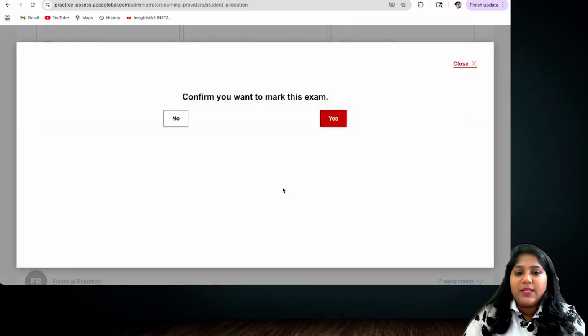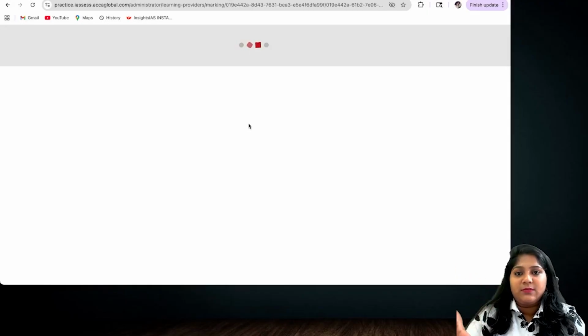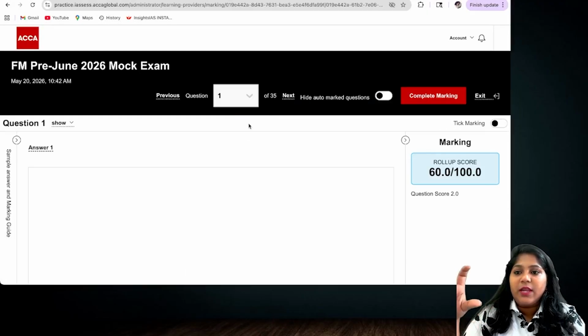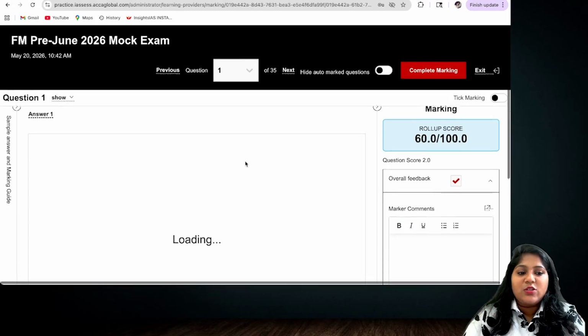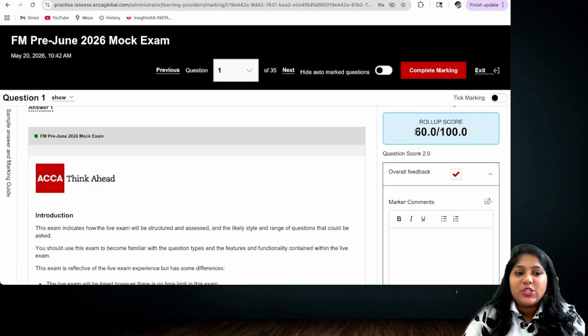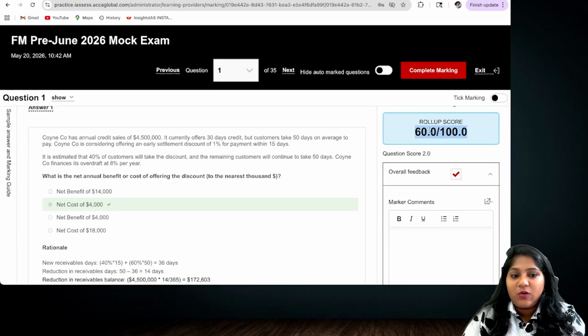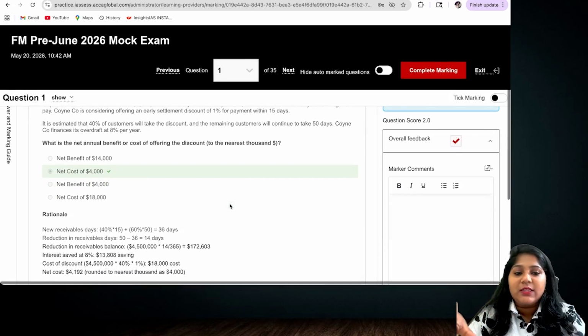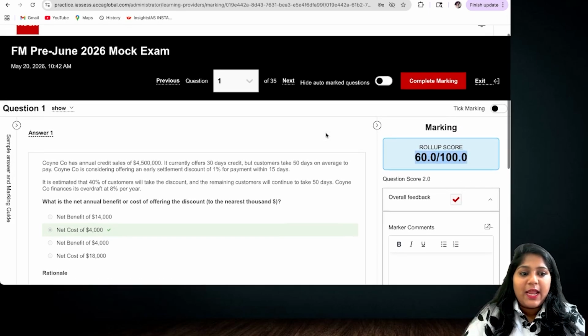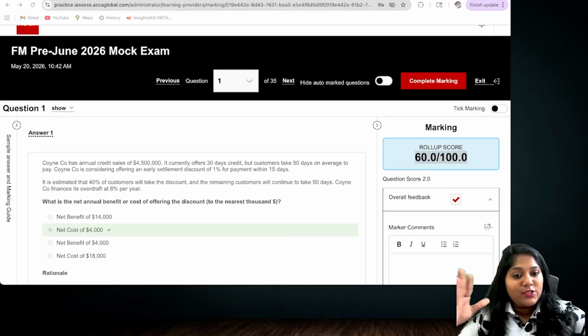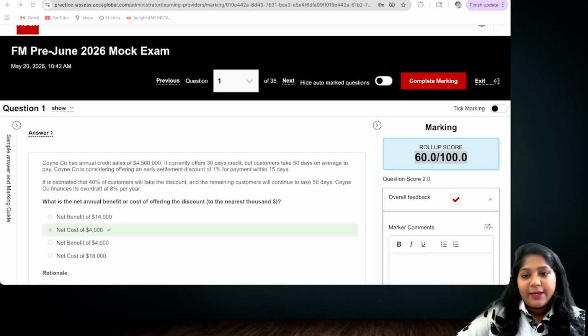So what is marking the exam? You can always see your answers. If you see the 60 in sections A and B, we got 60 out of 100 because section C is not evaluated. Section A, if you can see, we got the entire 60 of 100. If you can see the roll up score, that means the entire section A and B is absolutely right.